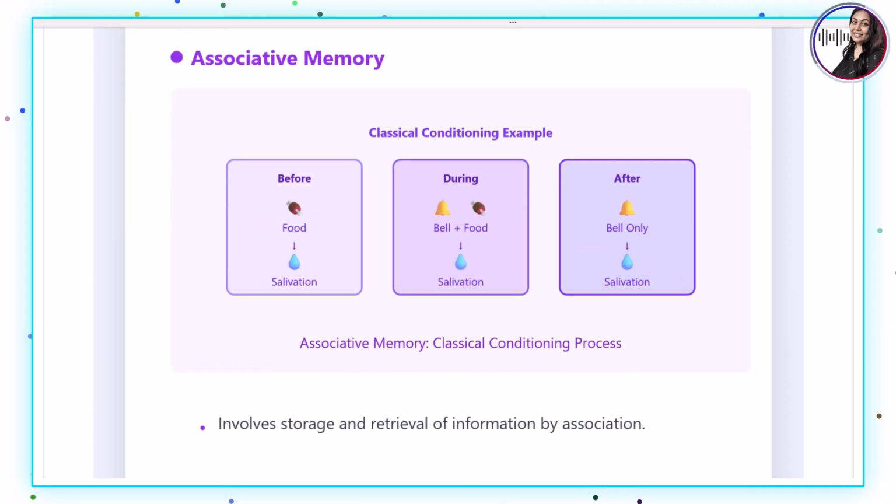Another important form of implicit memory is associative memory, which involves learning by association. Classical conditioning effects fall under this category. For instance, salivating at the smell of food due to prior conditioning is an example of associative memory. In learning theory, classical conditioning is considered a form of implicit memory, and this connection has been explicitly tested in exams.